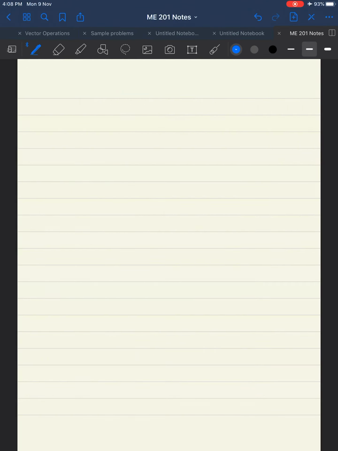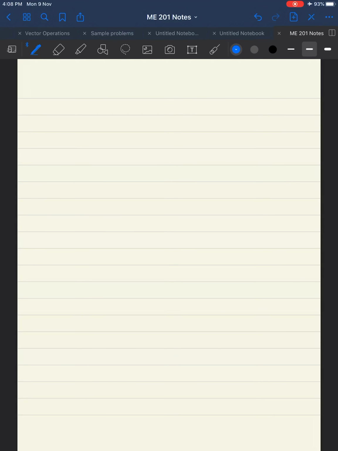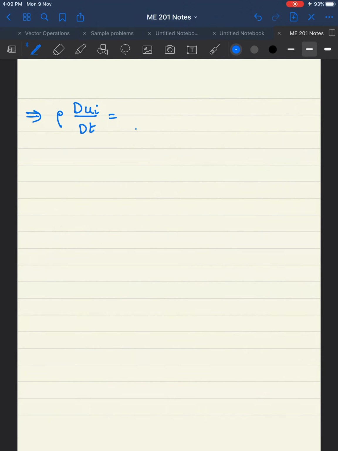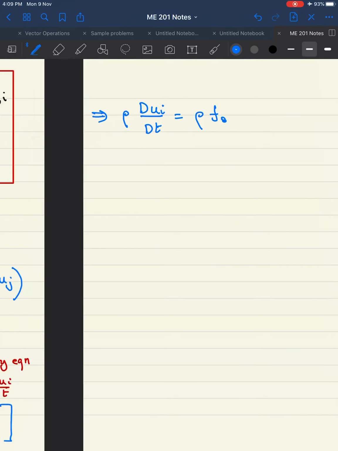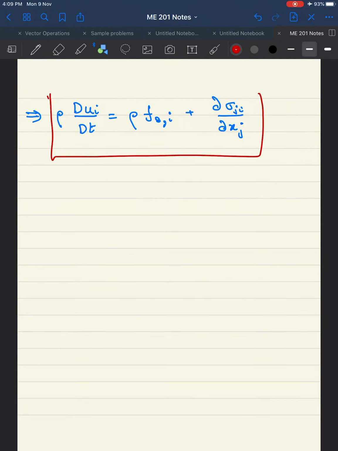And so for this equation that we started out with, if you apply the continuity equation, then you can simplify it into rho dui by dt equal to, I will just take these two on the other side, rho f, b comma i, plus del sigma ji by del xj, and this now becomes my new momentum equation.